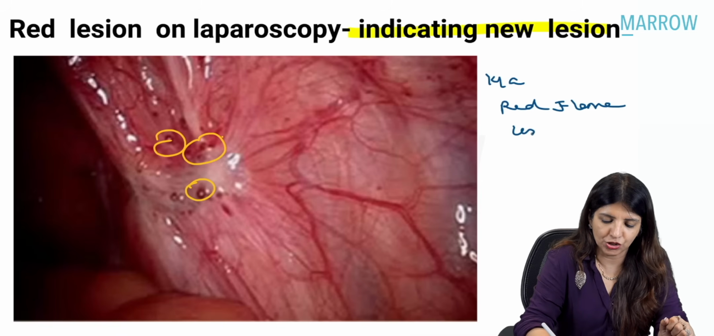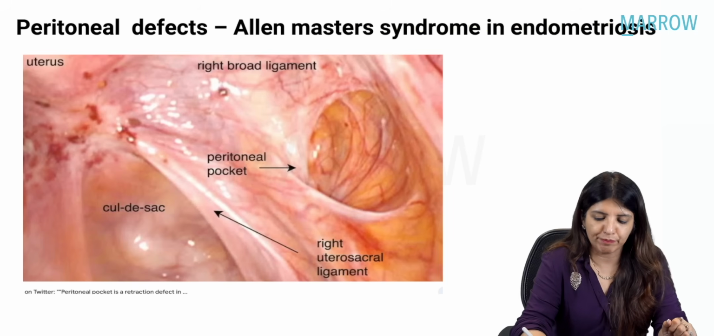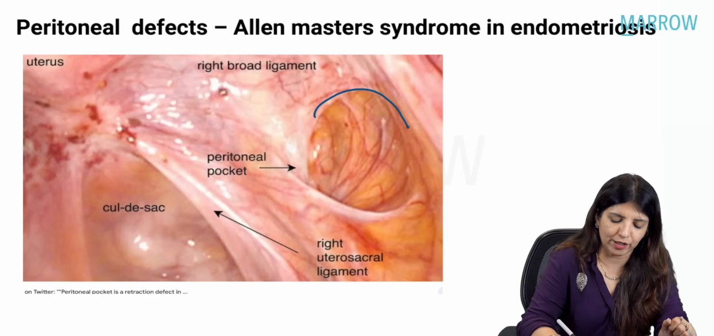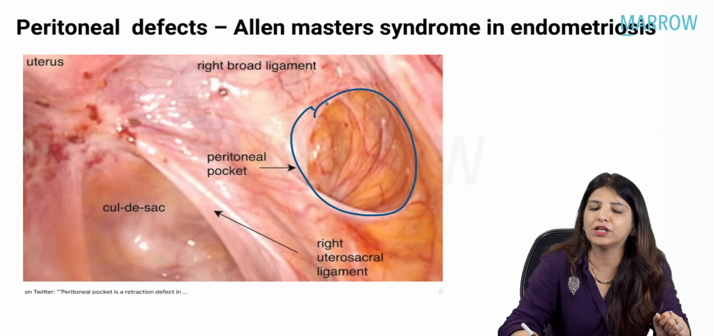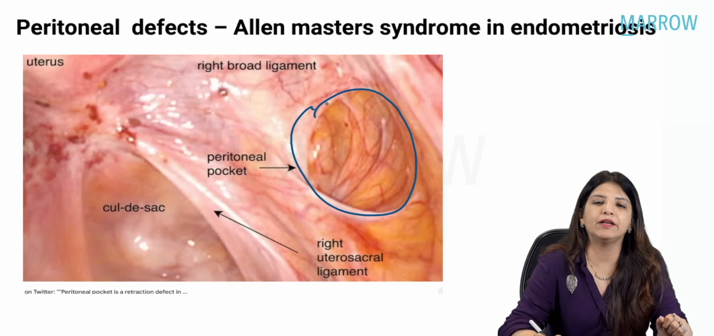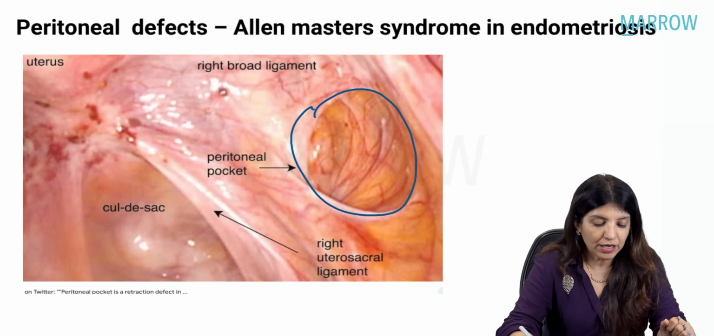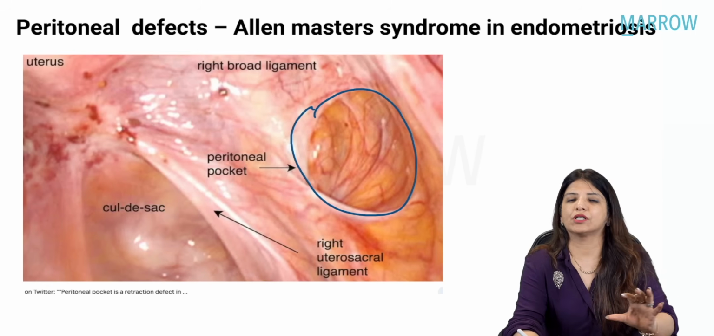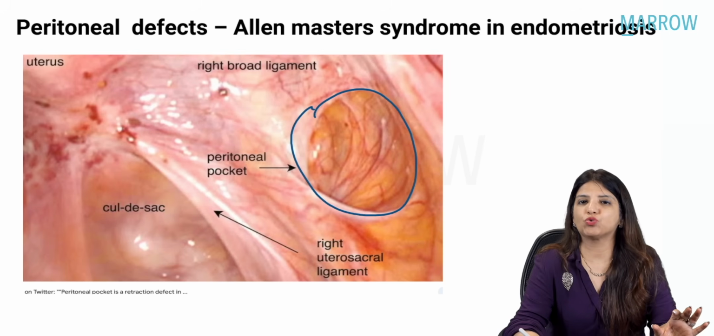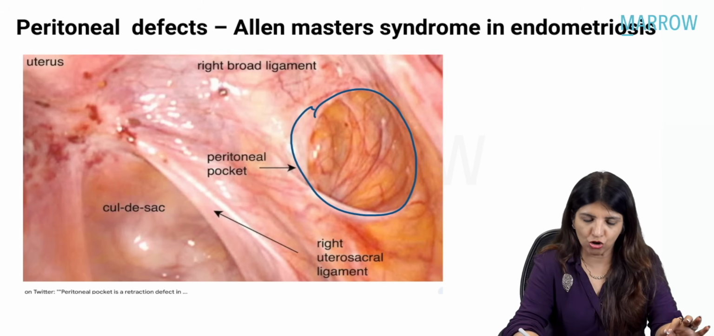Red flame lesions. Then on laparoscopy in endometriosis, you can get peritoneal defects. These peritoneal defects are called Allen-Masters syndrome, right? So these were the laparoscopic images which you can get in case of endometriosis.